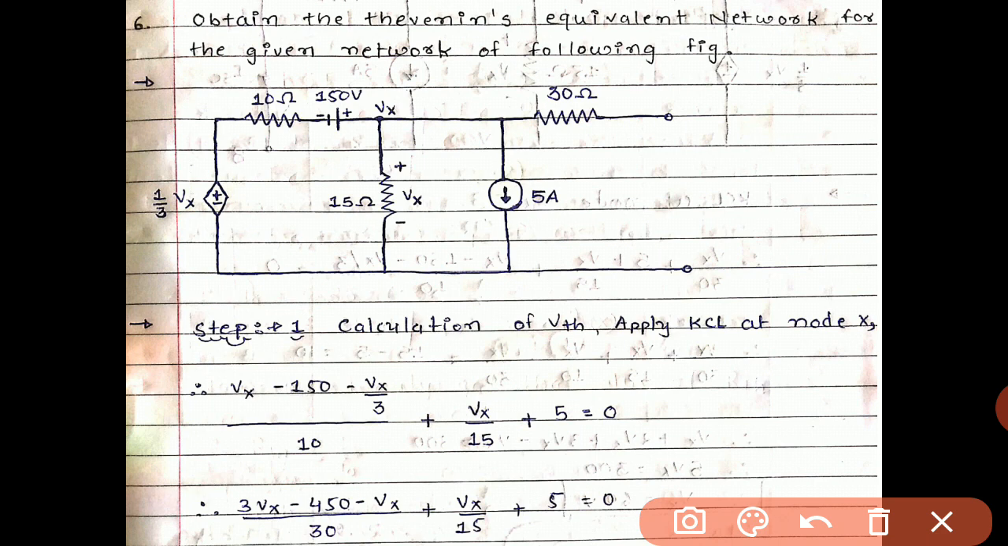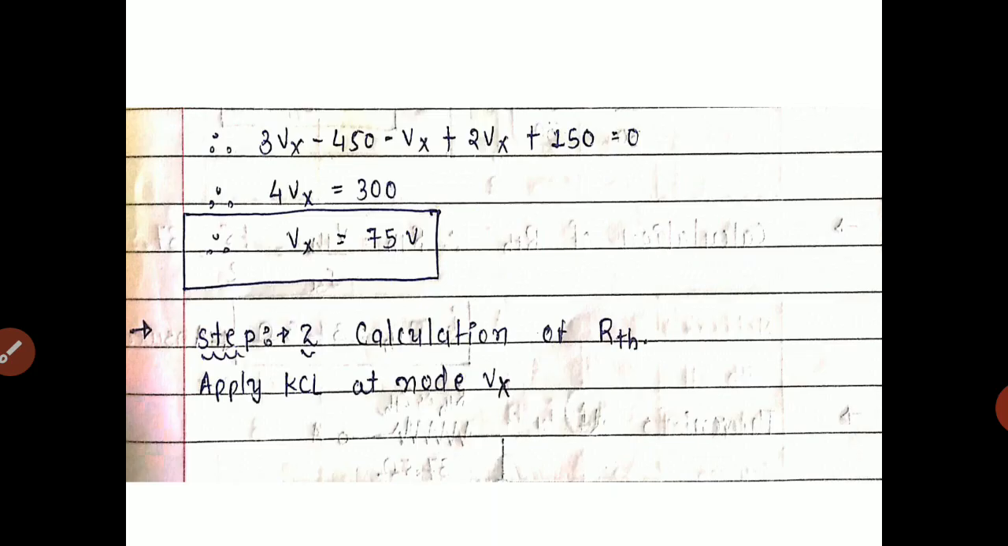So 3Vx minus 450 minus Vx divided by 30 plus Vx divided by 15 plus 5 equals 0. Further simplifying, we get 3Vx minus 450 minus Vx plus twice Vx plus 150 equals 0. So 4Vx equals 300 and Vx equals 75 volt. So we have the value of Vx, that is 75 volt.